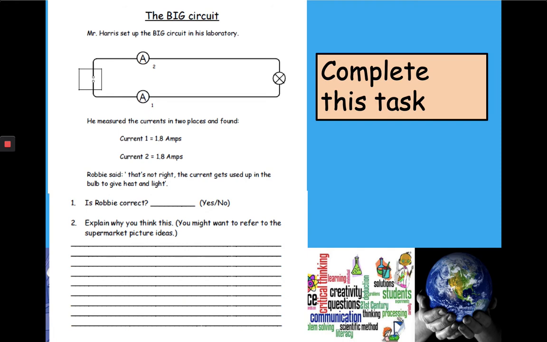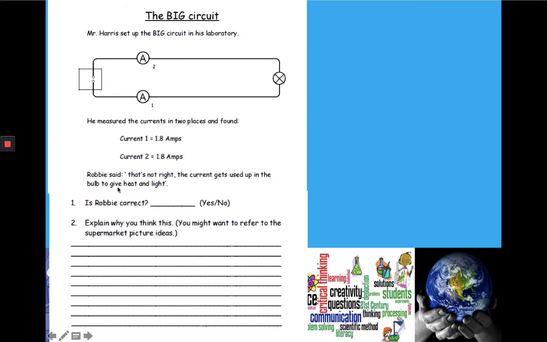He measured the currents in 2 places and found current 1 is 1.8 amps and current 2 is 1.8 amps as well. So the current is the same in position 1 and position 2. Robbie said, that's not right. The current gets used up in the bulb to give heat and light. Is Robbie correct? Tell me if you think yes or no. And number 2, explain why you think this is. You might want to refer to the supermarket picture, so you can go back and have a look at that again and try to give me a few sentences as to why you think this is. Okay, so pause the video now.